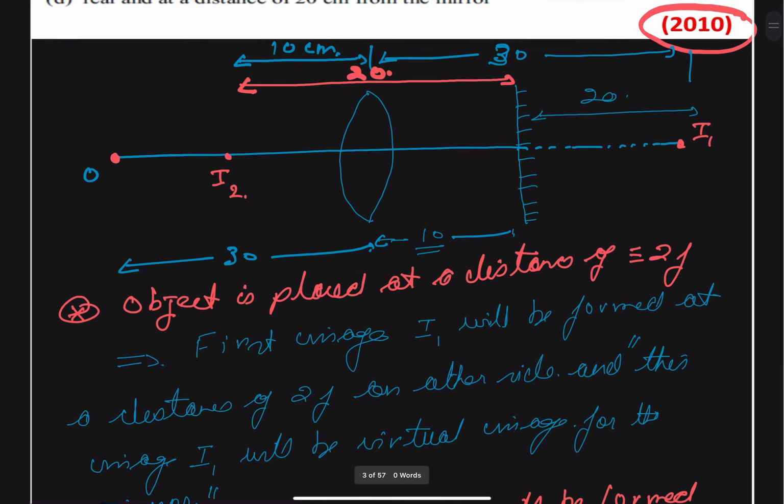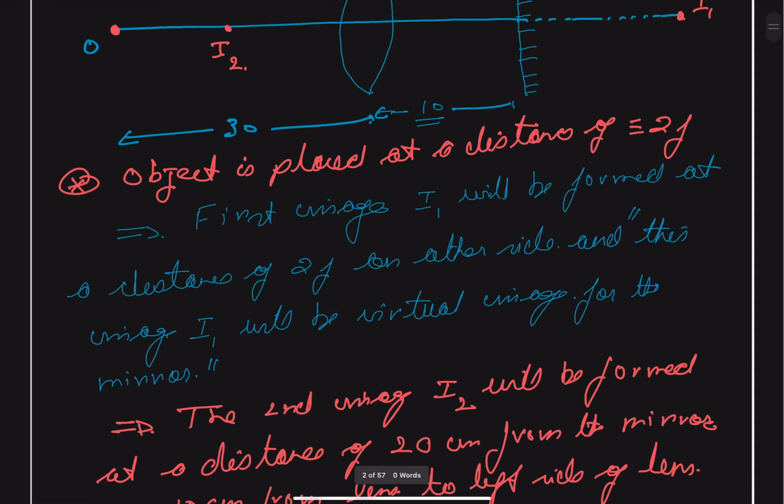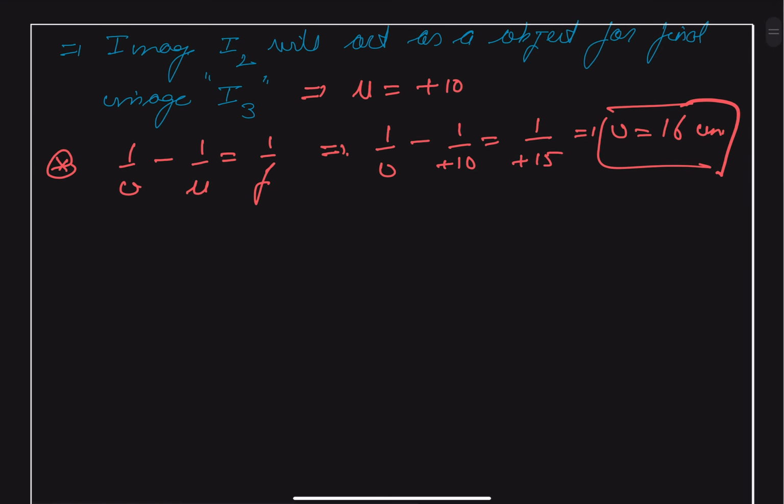So for the option, it is 16 centimeter from the mirror and the image will be real. So option number B is the correct one. So let me write it here, and thus the final image, that is I3, is at a distance, one second, there is some, I think, calculation mistake, let me check.